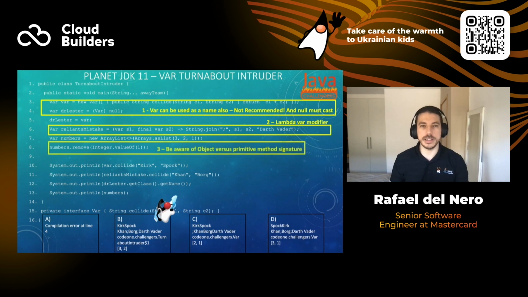Awesome. So the first thing here that you can notice is that var can also be used as a name, but it's not recommended because it doesn't mean anything. So this was an initiative from the Java architects. They decided to not create a keyword that would cause compilation errors anymore. So this means that the var keyword you can use as a variable name. It's okay. It won't cause a compilation error.